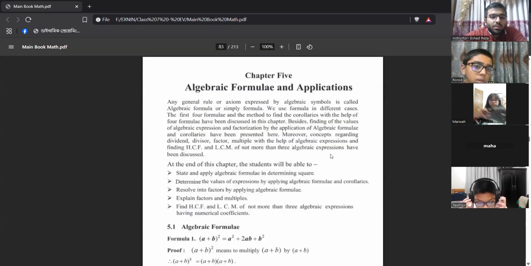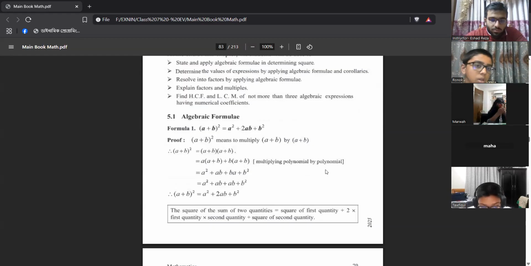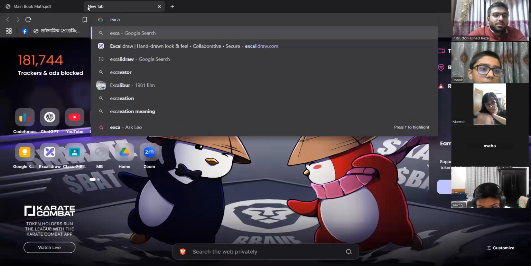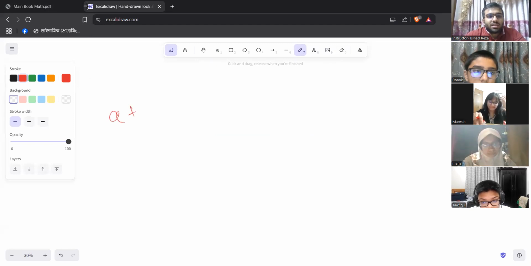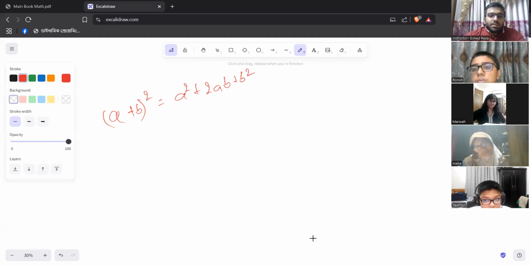So in chapter 5, we're going to see that we use these things to make formulas. So what are formulas actually, guys? Are they some magical things that people just make out of nowhere? Did someone appear one day and say that (a plus b) whole square is a square plus 2ab plus b square? Did someone just come in and say that out of nowhere? Of course not, right? So every single formula can be learned in some way that you should understand.